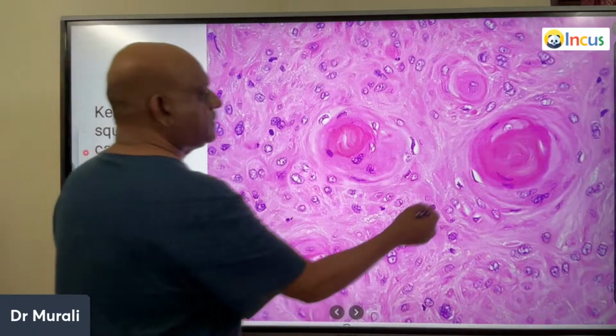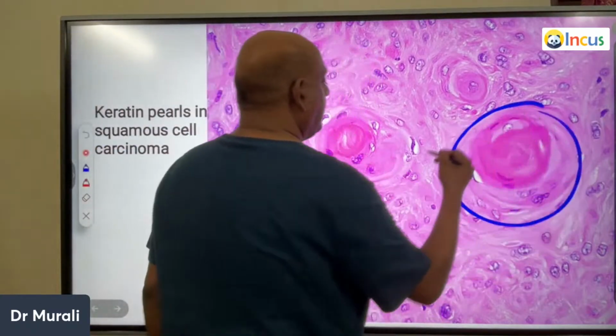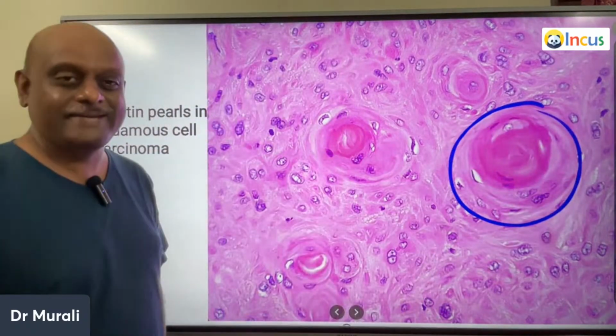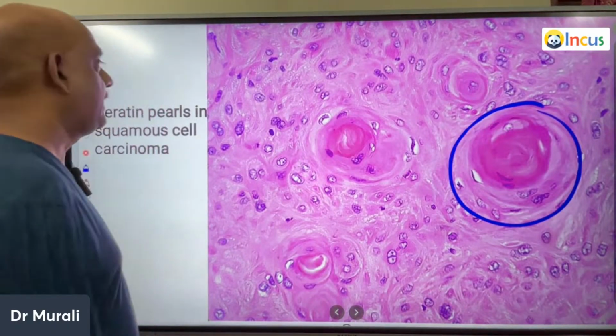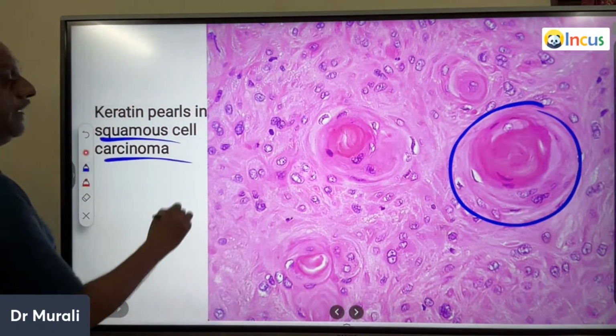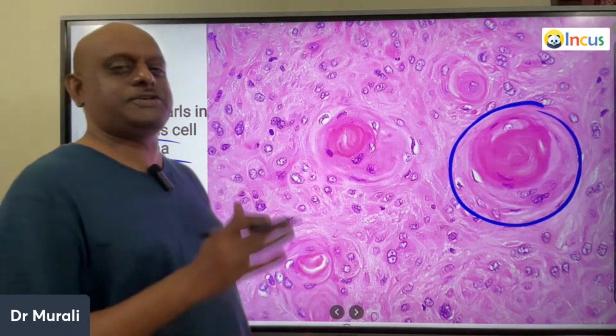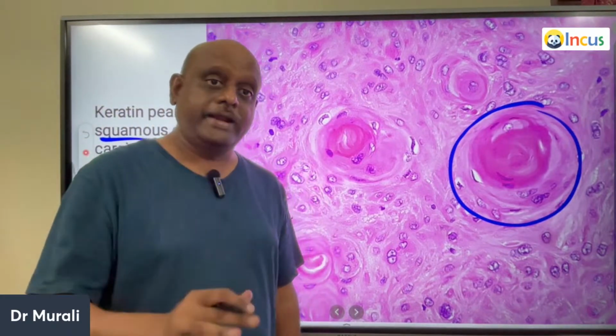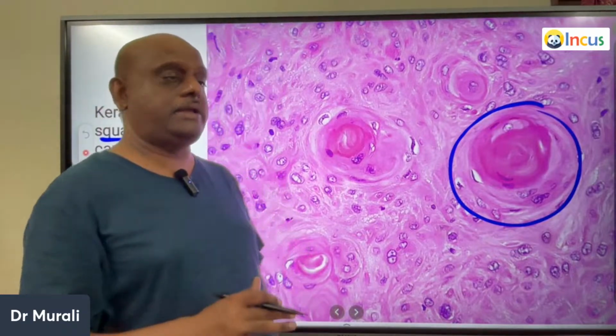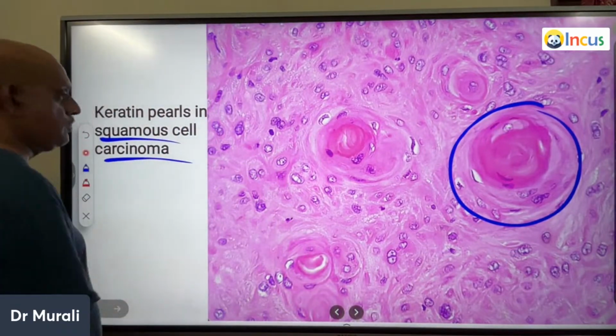Then what is this called as? These are called as pearls, keratin pearls. Keratin pearls are the feature of the squamous cell carcinoma. They are the classical feature, the presence of the keratin pearls you should recognize in the histopathology in the tomorrow's NEETPG exam.